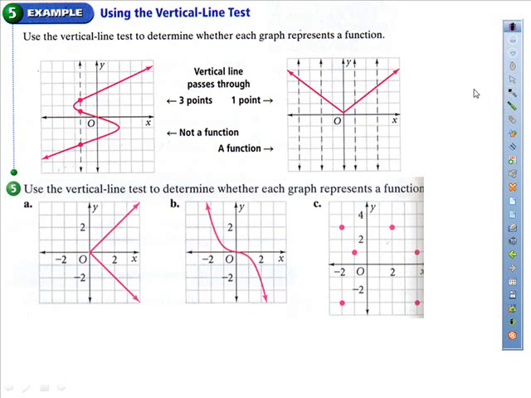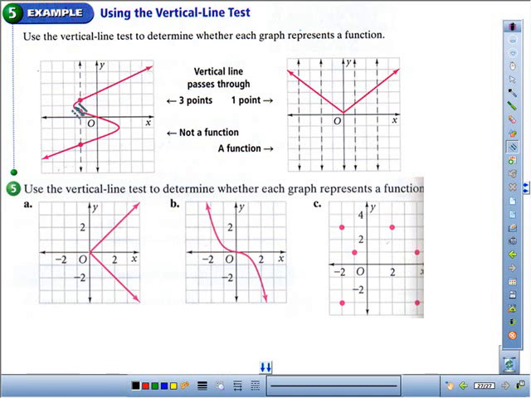Now, the vertical line test, all right? Sometimes you'll be given a graph, and they're going to ask you, is this graph a function, right? And to determine if a graph is a function, what you're going to do is you're going to use the vertical line test, right? And this is how the vertical line test works.